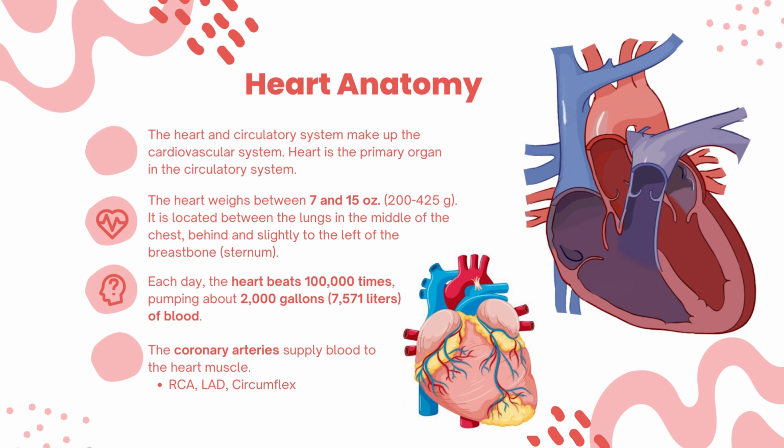Now, these arteries run along the surface of the heart, as you can see in the smaller diagram in the presentation slide. The main coronary arteries are called the RCA, or the right coronary artery. We also have the LAD, or the left anterior descending, and the circumflex artery.